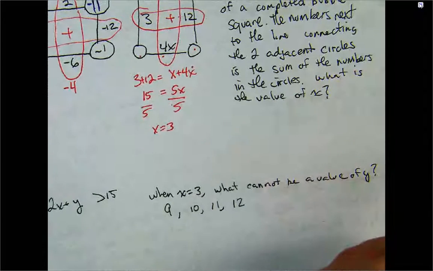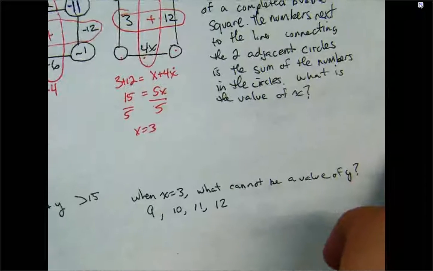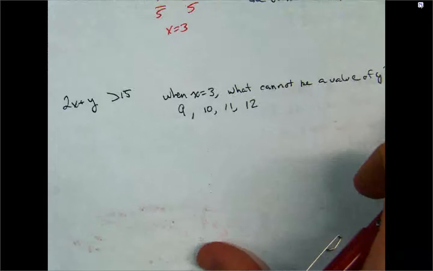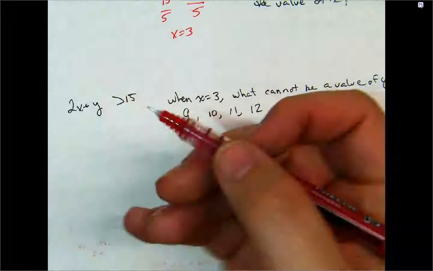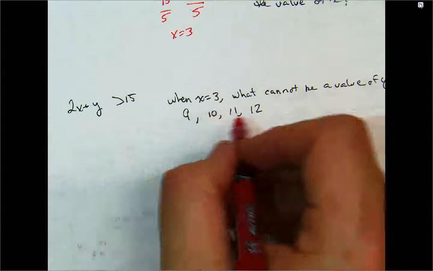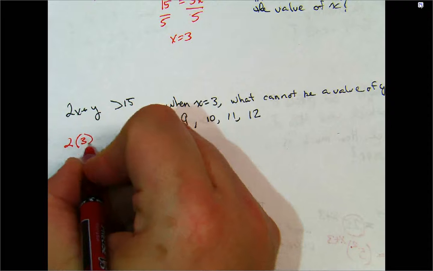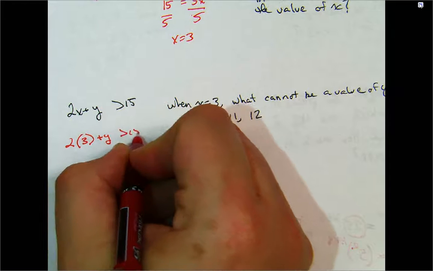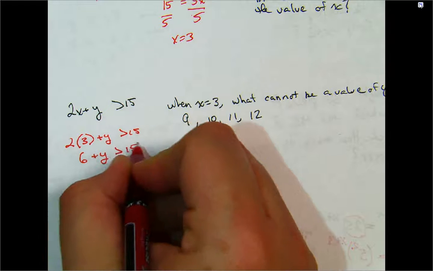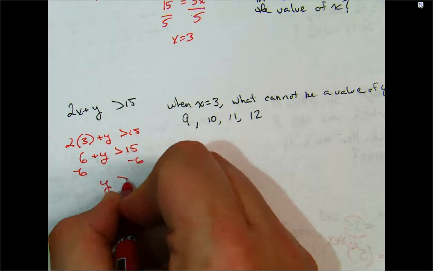Now, this last one, and so I'm just doing this because it's the last one. If x equals 3, what can't be a value? So plug in 3. So 6 plus y has to be greater than 15. Subtract 6. So y has to be greater than 9. So which one can't work? 9. Not too bad.